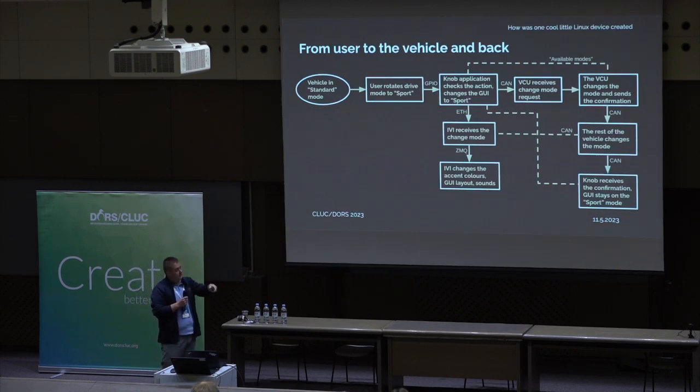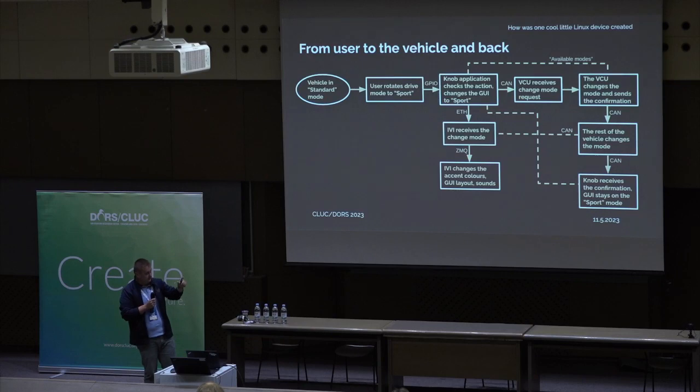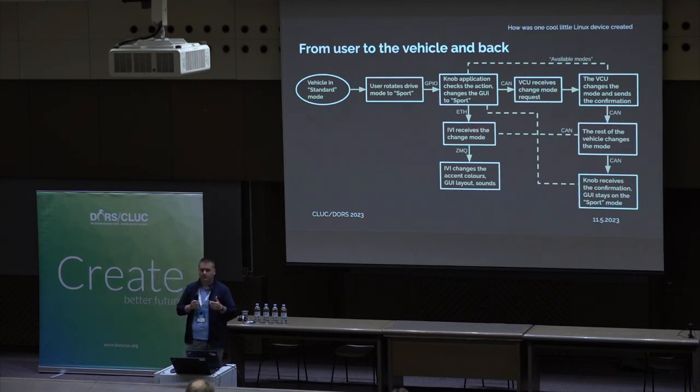And also, you get the return CAN message as a confirmation on the knob that it stays on the sport mode, everything went okay and everything went fine. So these dashed lines you can see on the picture are actually the confirmation paths. So we always have the return of the whole system so that you can actually get the change properly.